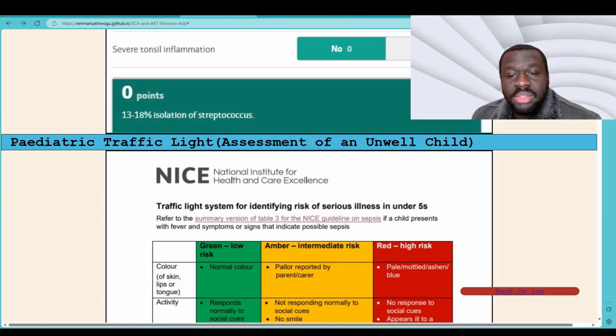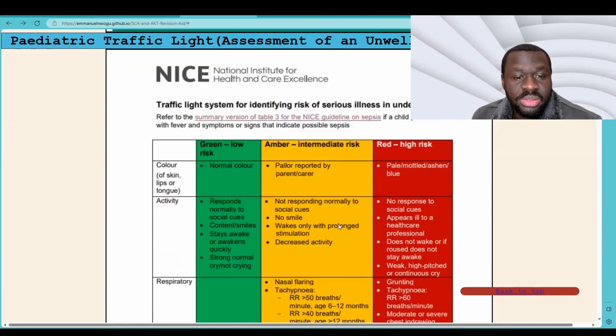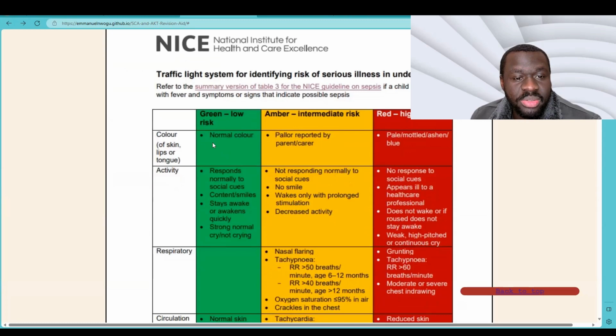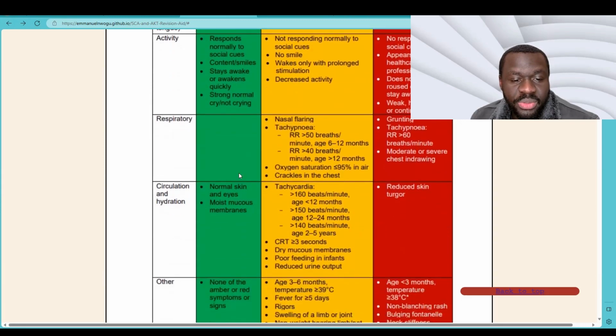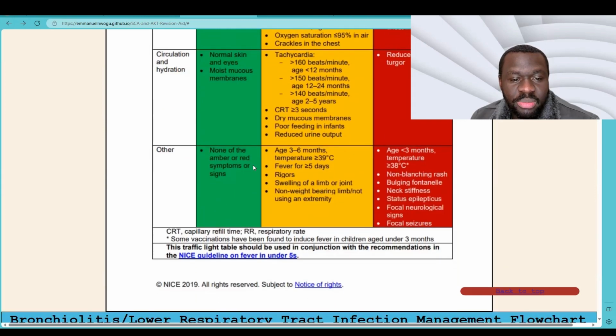Pediatric traffic light system: assessment of an unwell child. So let's have a look. Of course, green means normal color, responding normally to social cues. The child is content, smiles, stays awake or awakens quickly, has a strong normal cry or is not crying. The child looks settled, with normal skin and eyes, moist mucous membranes, and none of the amber or red symptoms.